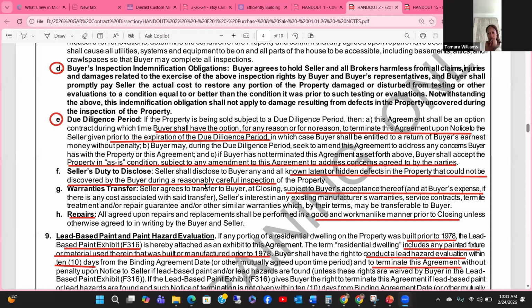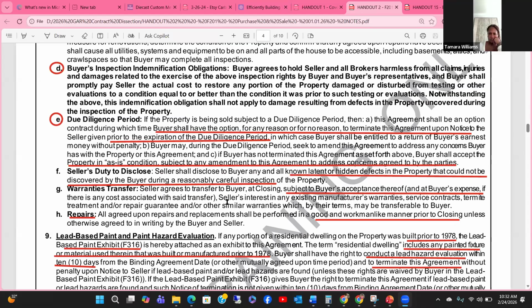Now let's talk about due diligence. What is due diligence? If the property is being sold subject to due diligence, that means that you create a mini option contract. The seller gives the buyer the option to terminate the contract and get their earnest money back for any or no reason, as long as they send notice of termination before the expiration of the due diligence period. This is only a termination right for a buyer, not a seller. And a buyer doesn't have to give the reason.